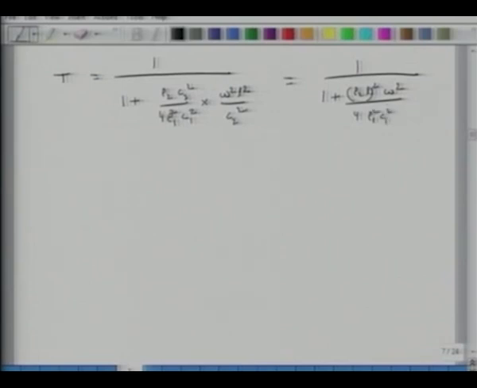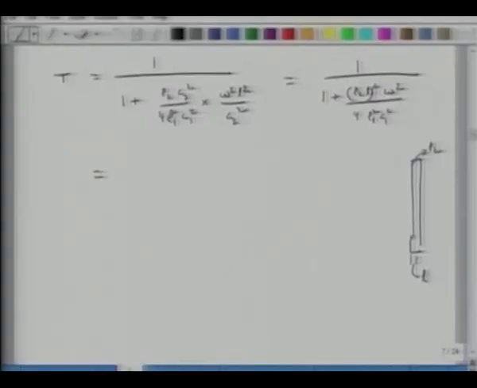Now what is physically rho 2L? I have a medium which is very thin. It has a density rho 2, it has a length L. So physically what does it mean? Mass per unit area. So rho 2L is mass per unit area, and I call that uppercase M. So this is basically 1 plus M square omega square over 4 rho 1 C1 square.